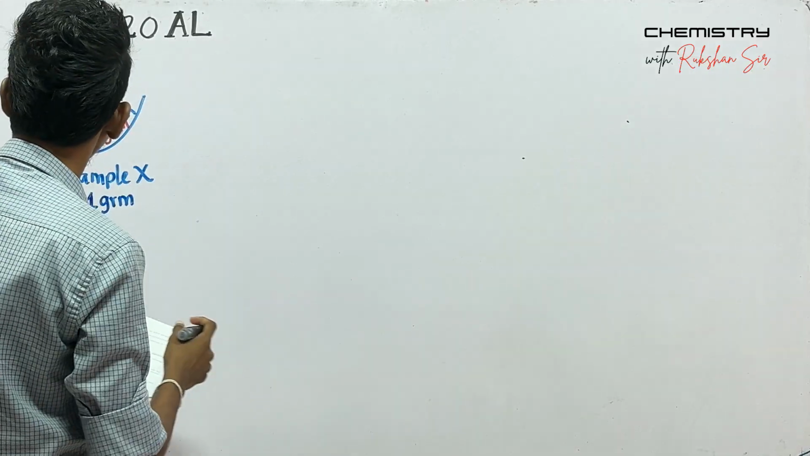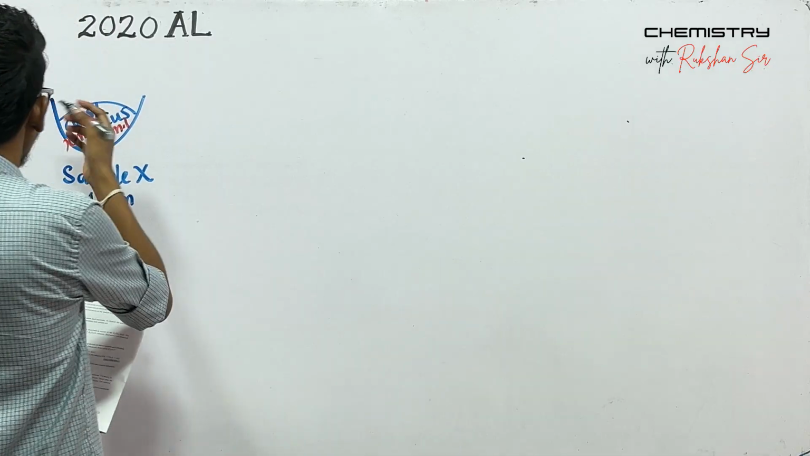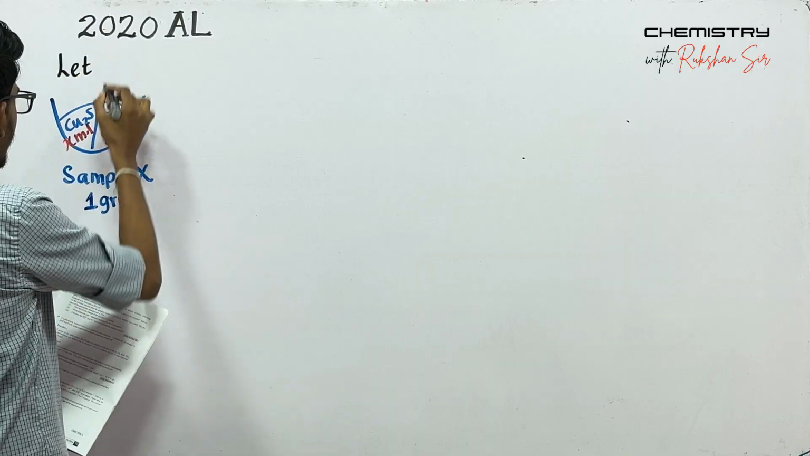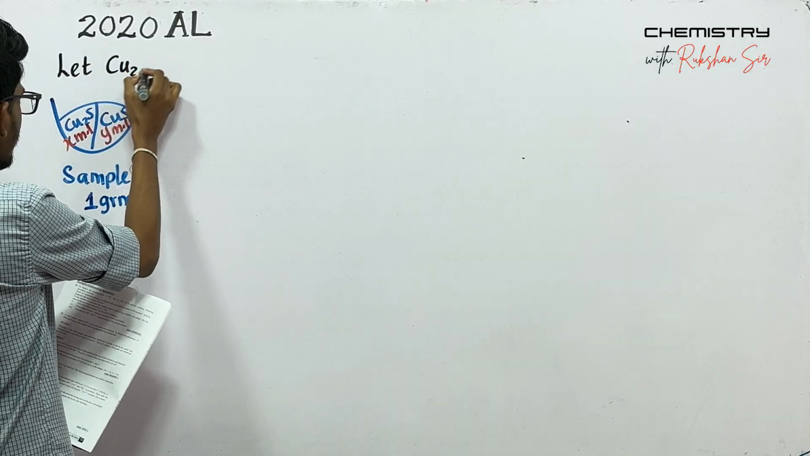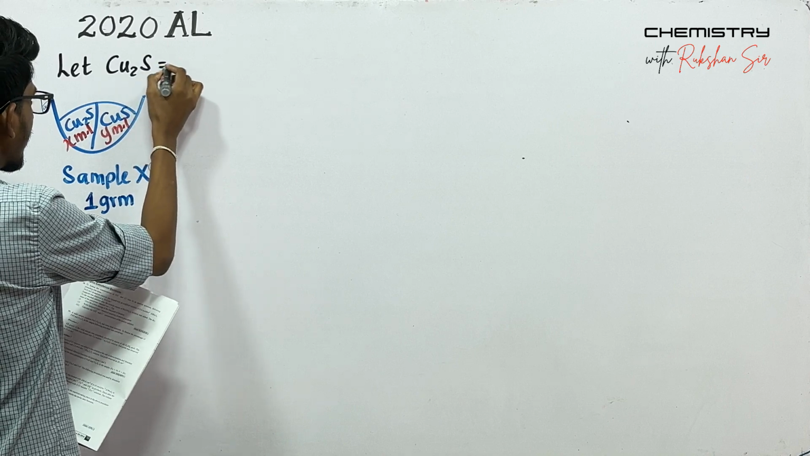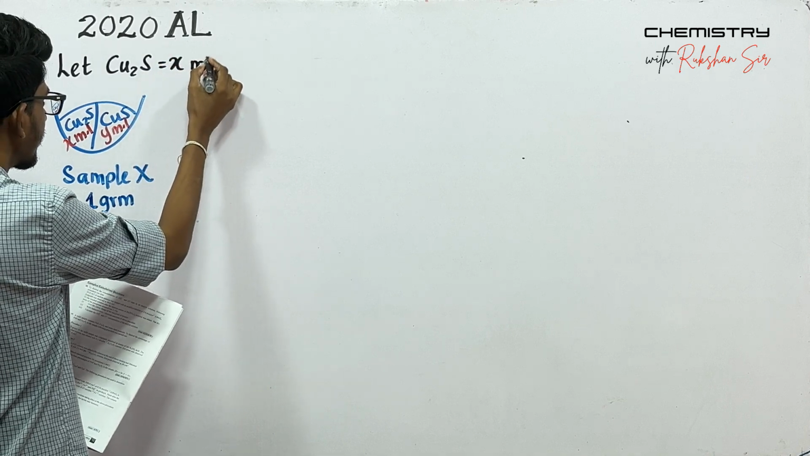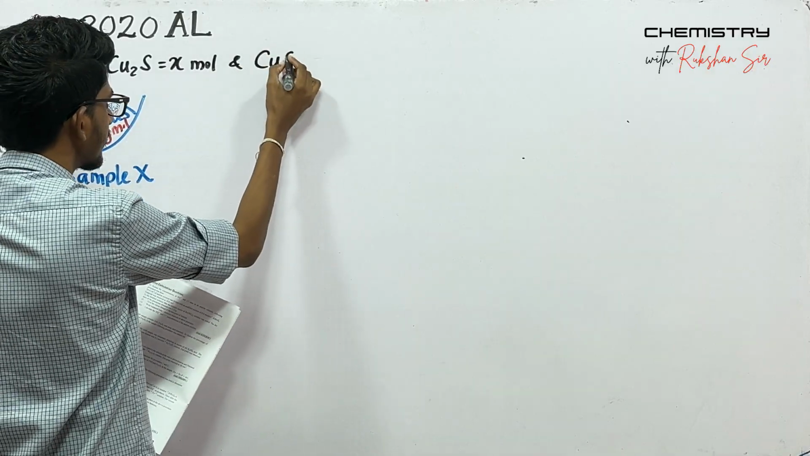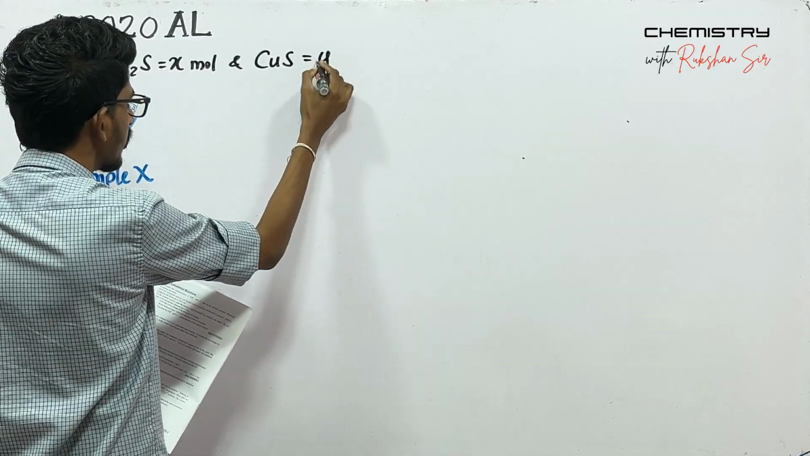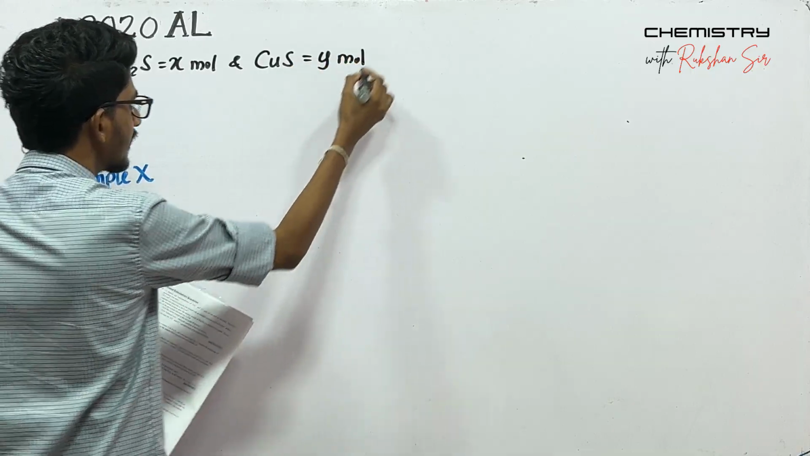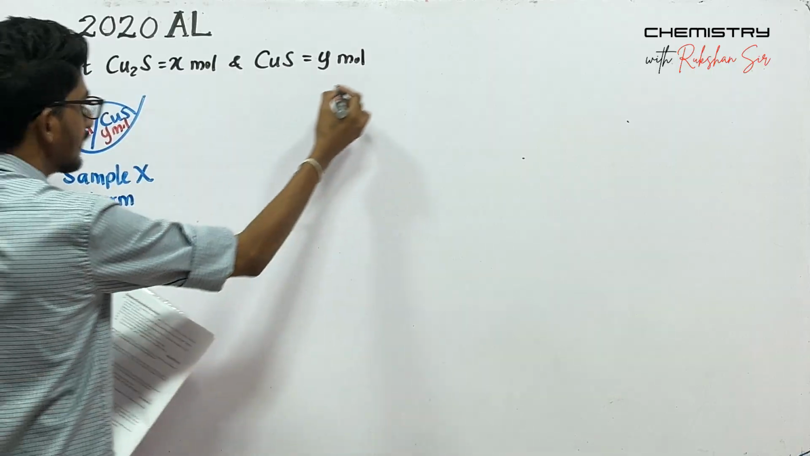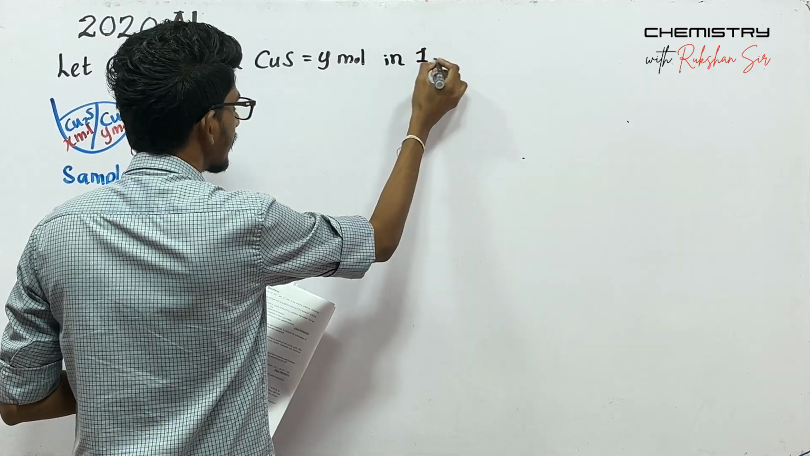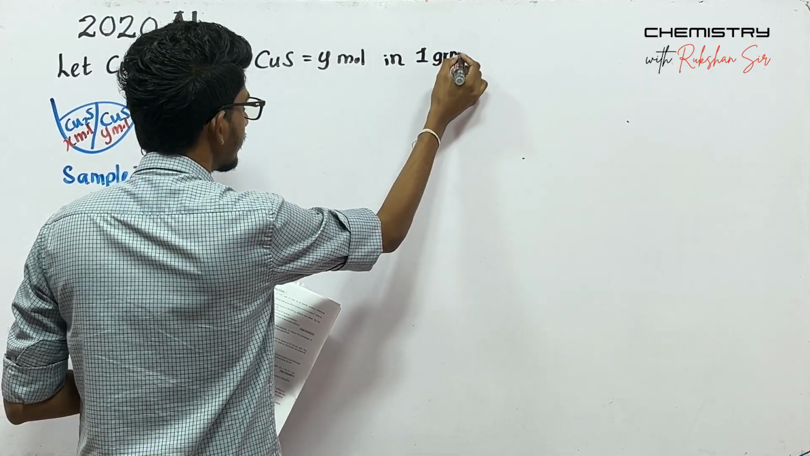So the first thing we need to write here is: let the amount of Cu2S be X moles and the amount of CuS be Y moles in 1 gram of sample.